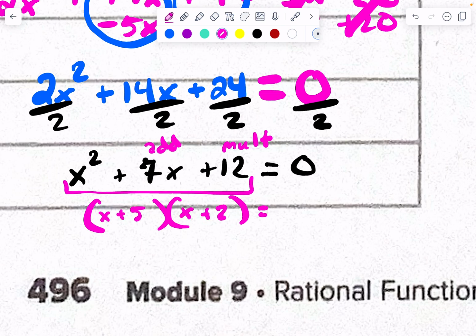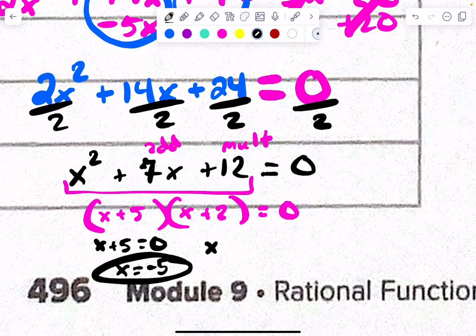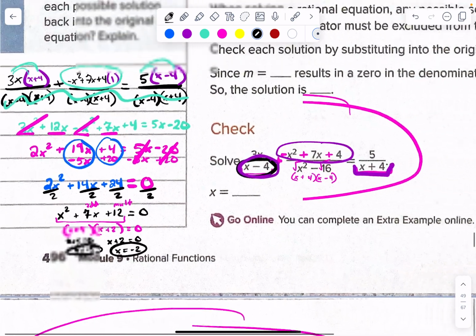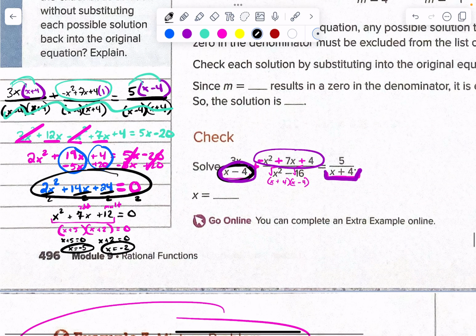Okay, but one more thing. If x plus 5 is equal to 0, then x equals negative 5. And if x plus 2 is equal to 0, x equals negative 2. Okay? All right, so kind of a long process on that one just because we ended up with something really kind of icky at the end and we had to break it down and solve, okay? But, you know, that's a thing. That can happen, okay? Those are my 2 things there.